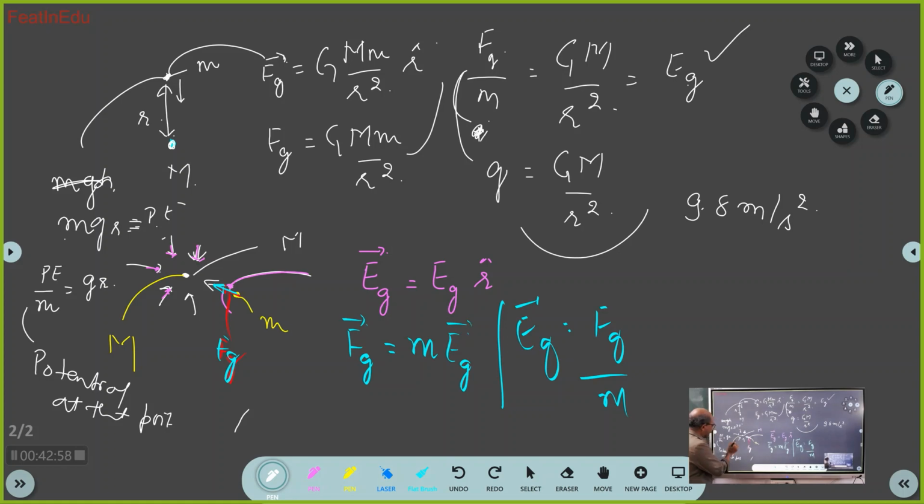So the gravitational potential is G into R. If R is increasing, G is decreasing. And here it is R square, which means the acceleration due to gravity will decrease quickly, while the potential will decrease linearly. So the potential at a point will go on decreasing as you go away from Earth.